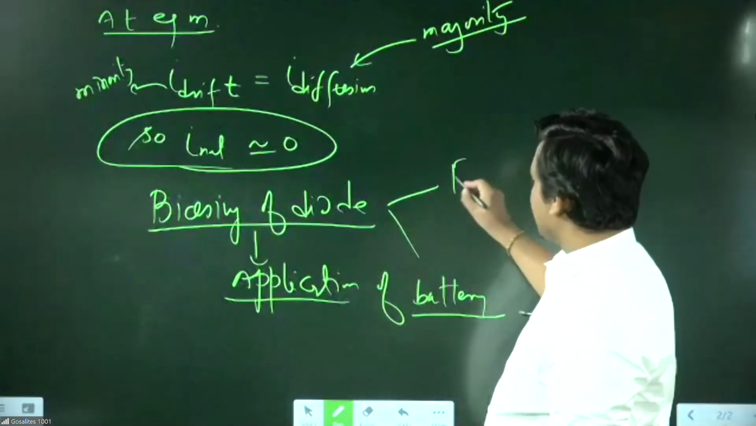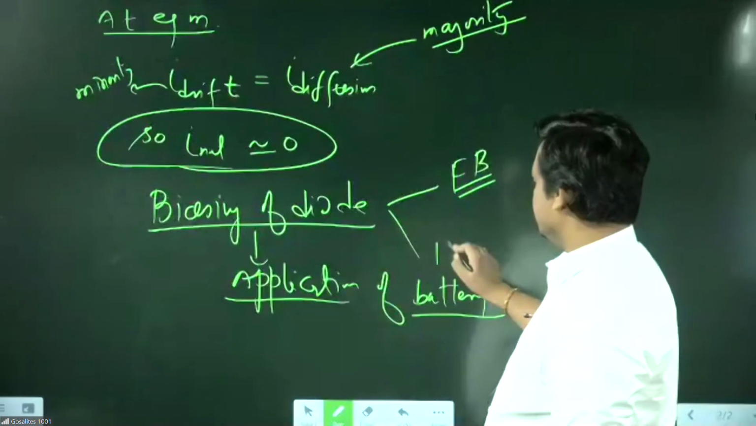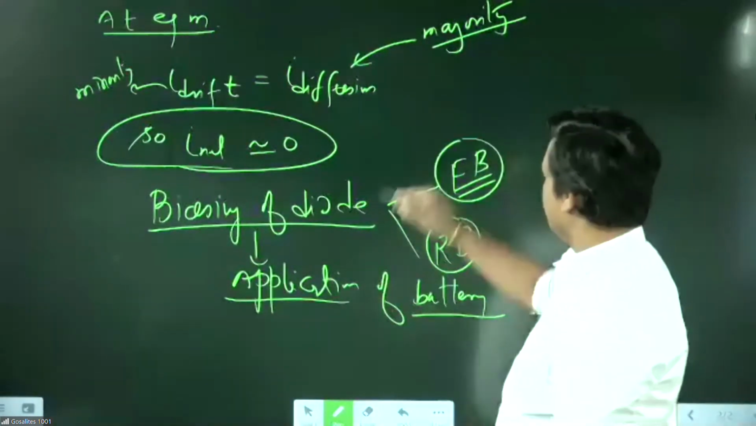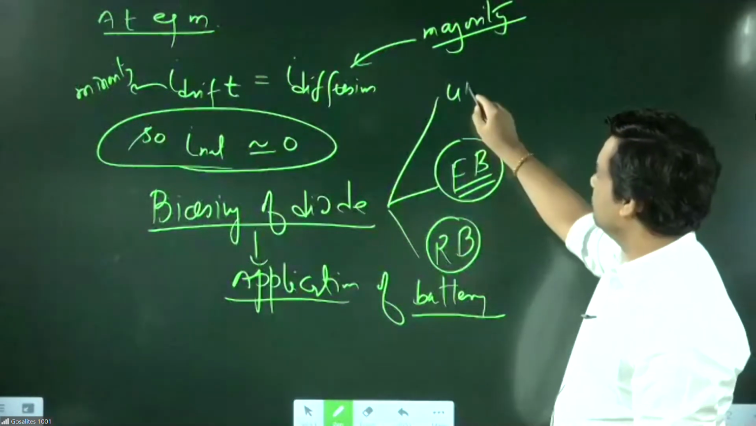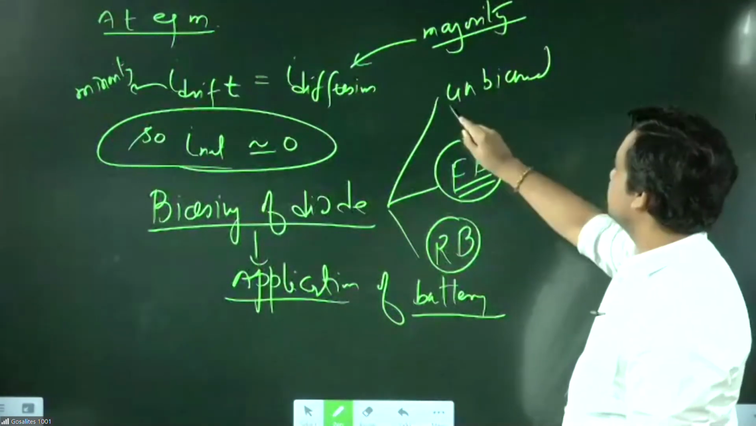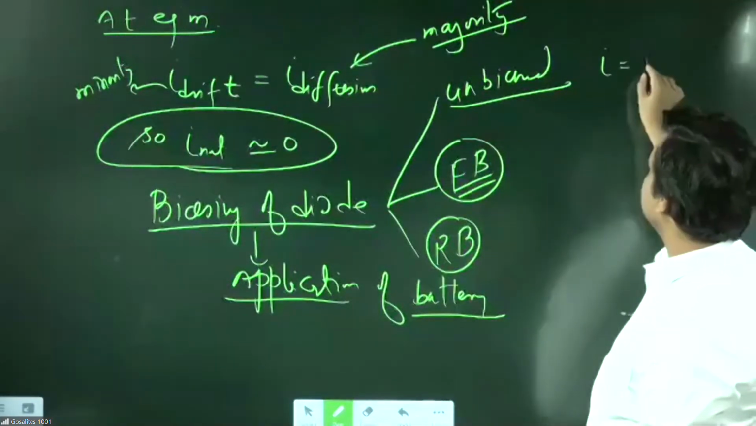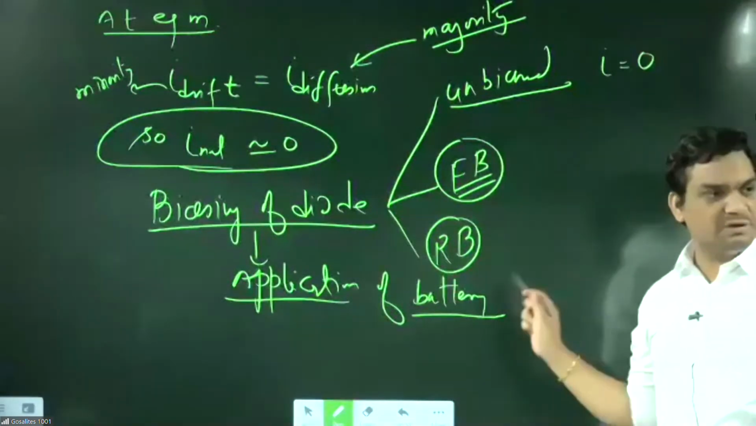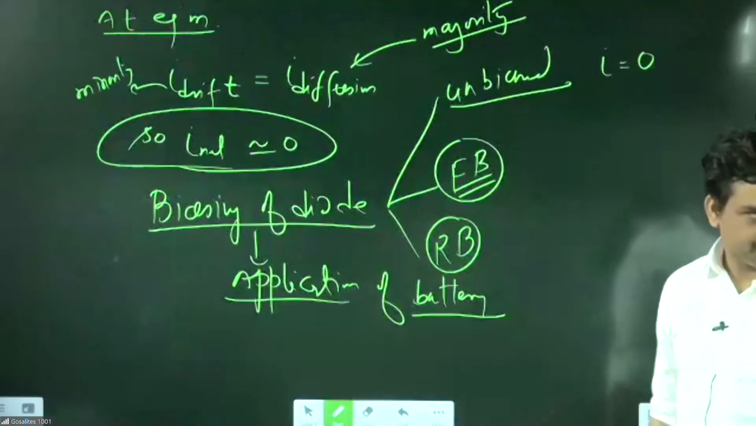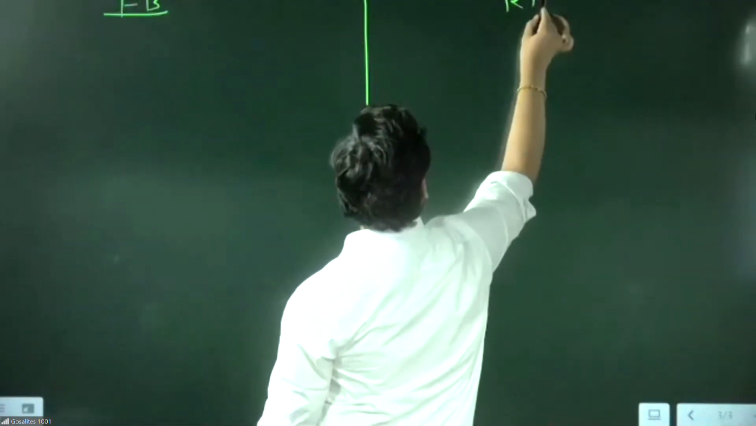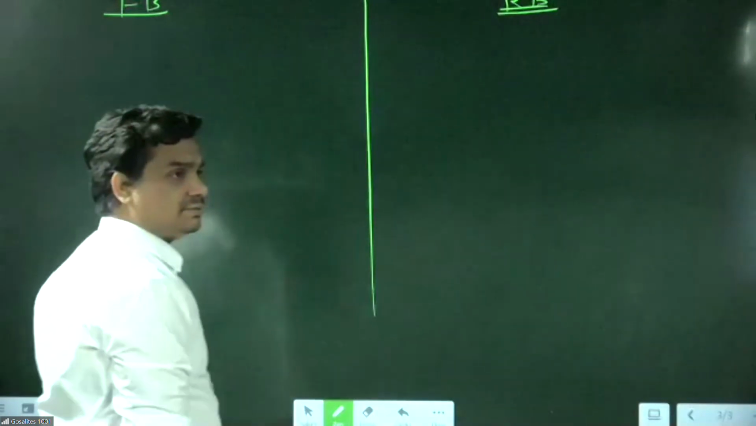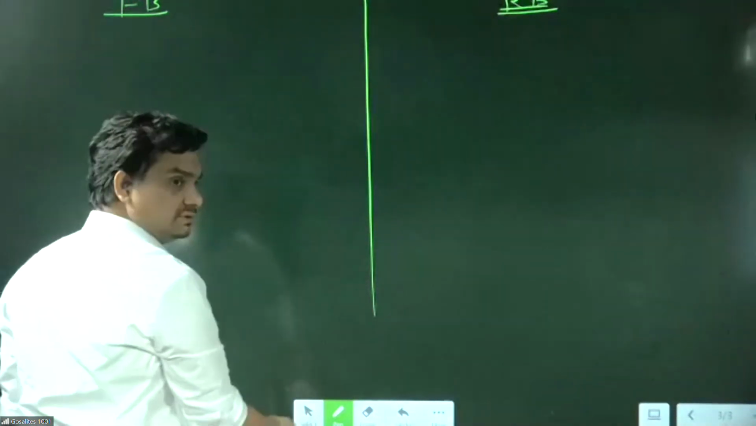Now I will use the battery. One condition will be forward bias, one will be reverse bias, and one is unbiased. Unbiased means no battery, so no battery means I is 0. Forward bias and reverse bias we will see. Clear? Now here on this side I am going to write FB, the forward bias condition, and on this side I will write RB, the reverse bias condition. Forward as well as reverse.